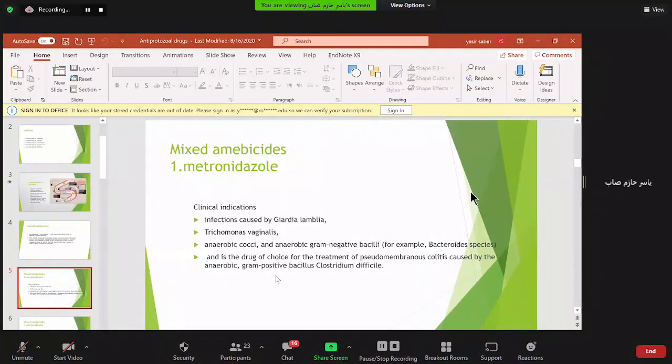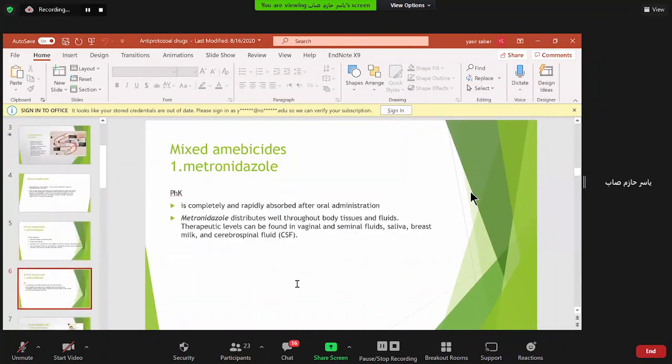وكان قلنا الـ best treatment هو restoring the microbiota. بعد ممكن الـ vancomycin is better than metronidazole against such infection, but still metronidazole can be used for pseudomembranous colitis. من ناحية pharmacokinetic parameters, it's completely and rapidly absorbed by oral administration. Metronidazole distributes well through the body tissues and fluids. Therapeutic levels can be found in the vagina, seminal fluids, saliva, breast milk, and cerebrospinal fluid.